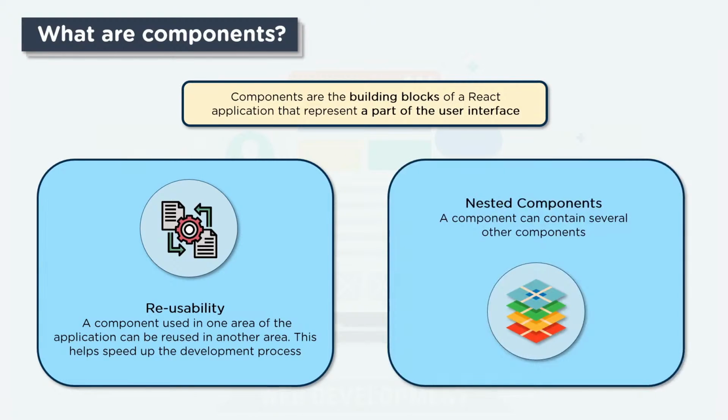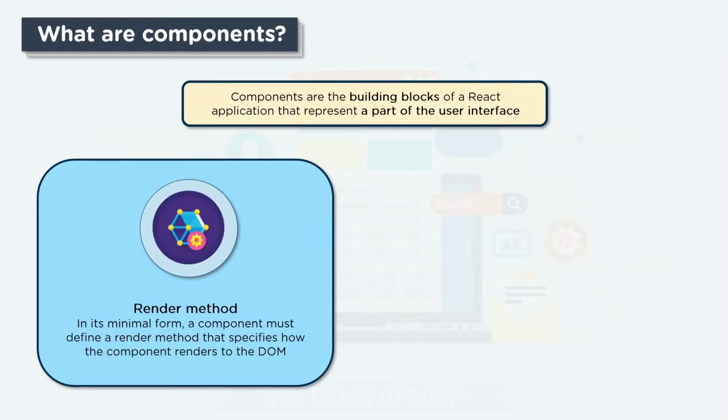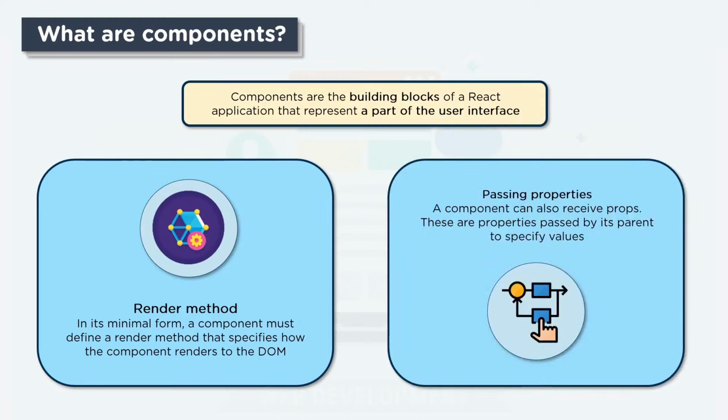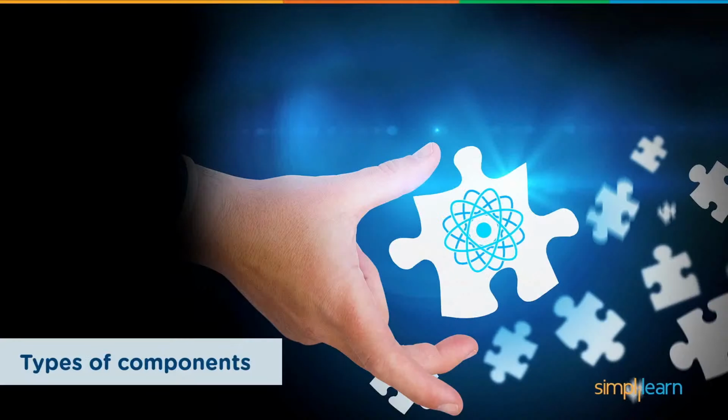Components can also be nested. One component can internally consist of several other components. In its minimal form, a component must define a render method that specifies how exactly the application looks and feels. A component can also receive properties from its parent components. Also, you'll get a better understanding of all of these when we start working hands-on, so don't worry. So, moving on, let's look at the different types of components.